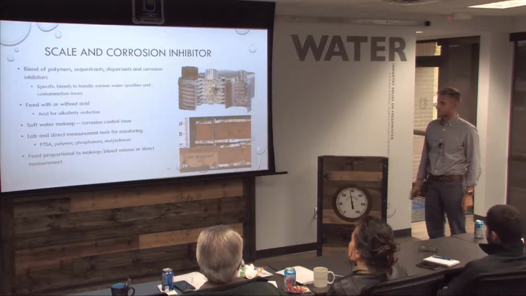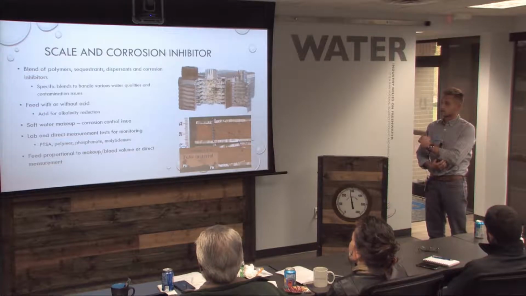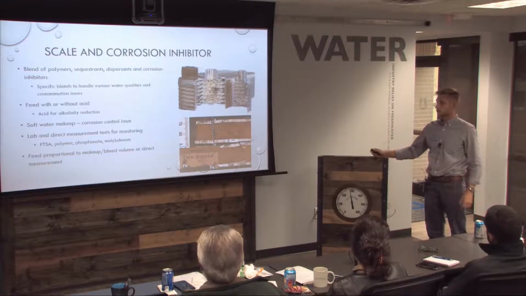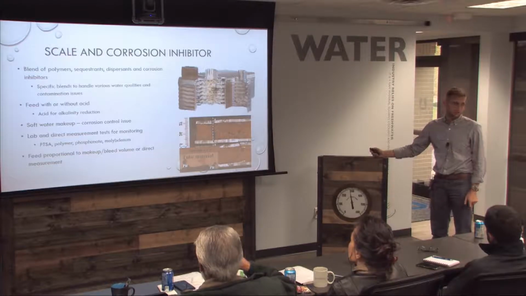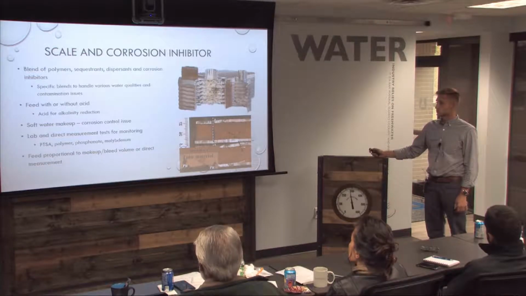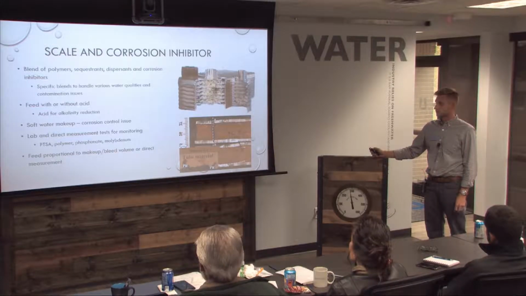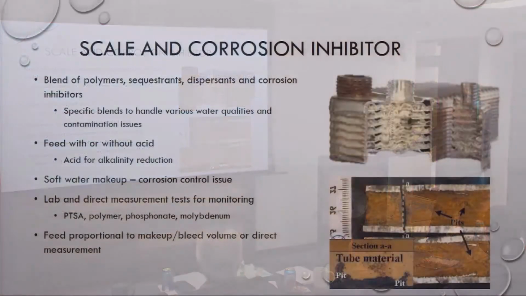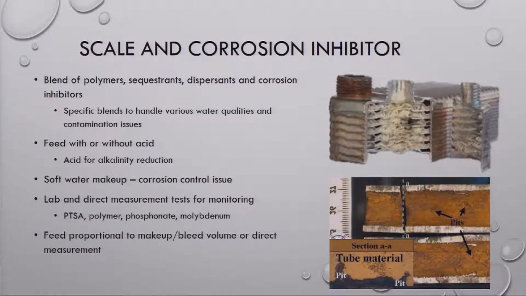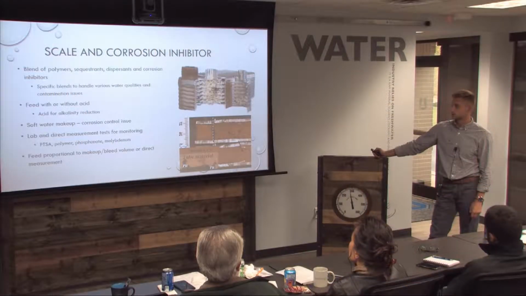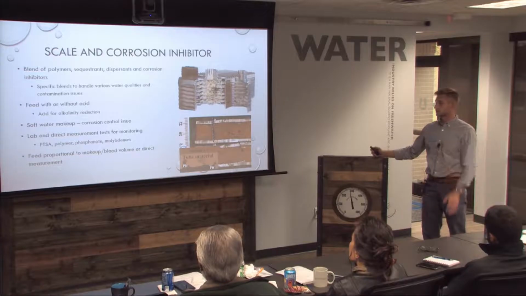Otherwise, you can run some polymer tests, some phosphonates, or molybdenum is actually a metal used not only to help with scale and corrosion control, but also that you can trace. So those are the typical tests that we'll run, or if your guys are running tests, those are typically PTSA and molybdenum are the two main, otherwise organophosphonate. So then we feed proportional to makeup or bleed volume, or like PTSA, that's our direct measurement. So the beauty of that is we feed on concentration. There's no guess on how much you're putting in. Feeding off of makeup sometimes can get tricky.